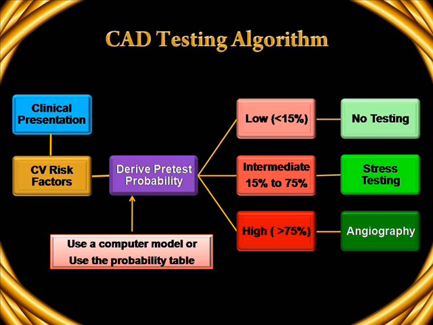For people who have less than 20% probability, no more testing is required because their chances of having coronary artery disease are very low. For people who have intermediate probability of 20 to 75%, stress testing is recommended. For people who have more than 75% probability, angiography is the procedure of choice and not treadmill.